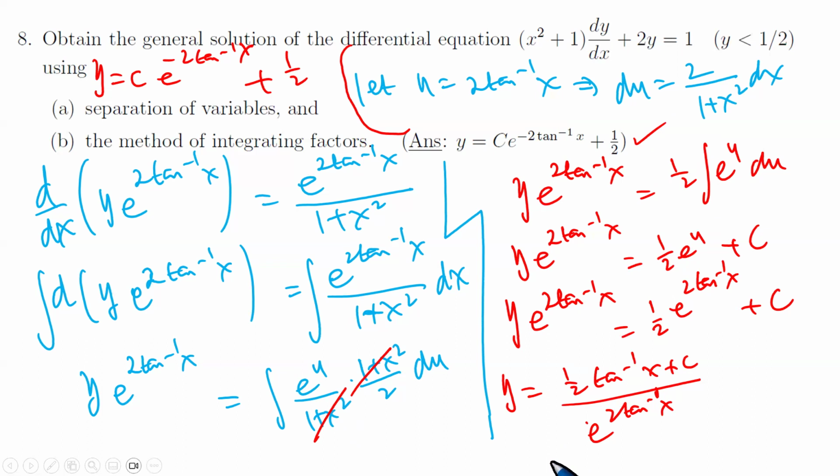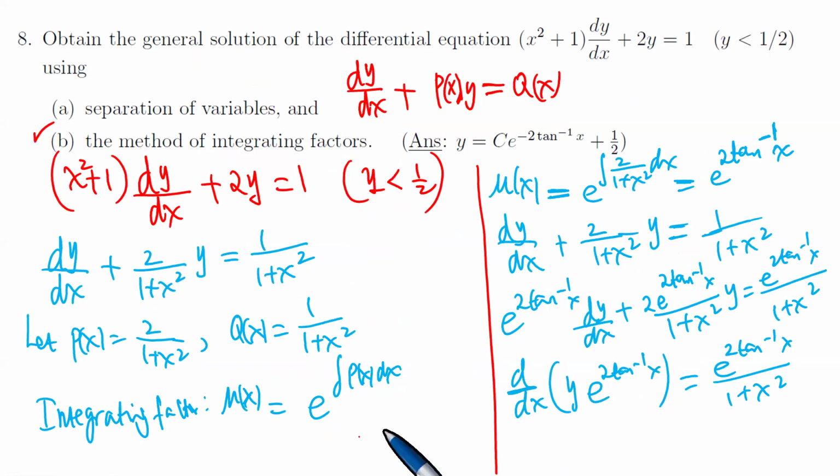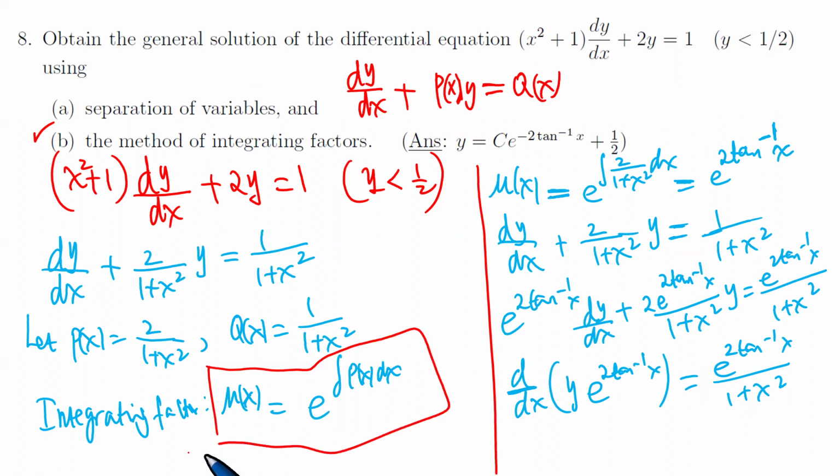Okay, what's the method of integrating factors? What the integrating factor is? The integrating factor formula is this one here. So it is mu of x, which equals e to the power, the integral of p of x dx. Let's move on to the next question.